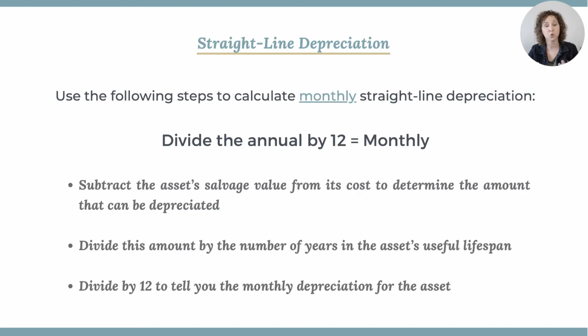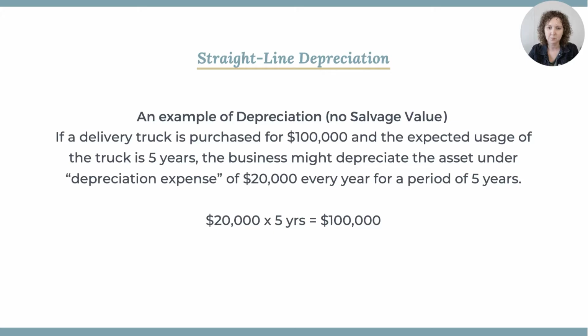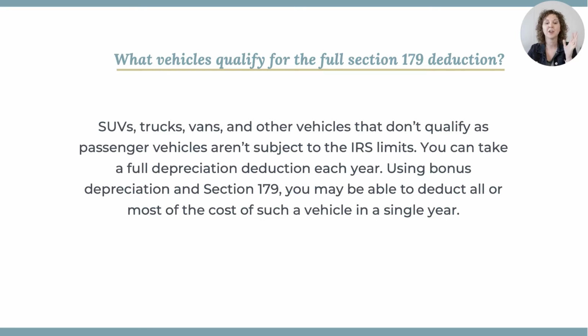You can also divide it by 12 if you want. That would give you the monthly depreciation. If you have no salvage value, so that $100,000 asset, and you want to depreciate it over, say, 5 years instead of 20, it would be $20,000 every year for 5 years, which equals 100,000. So you can do it one way or the other. Always talk to your tax professional. There is something called bonus depreciation that you can take, section 179.